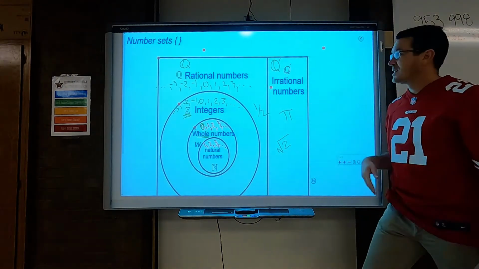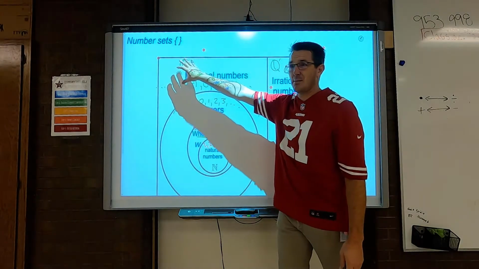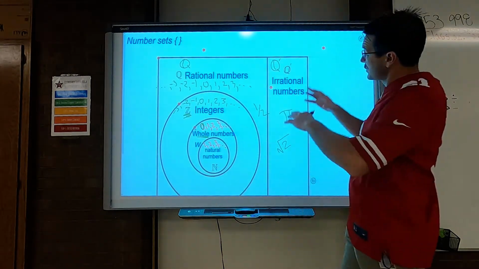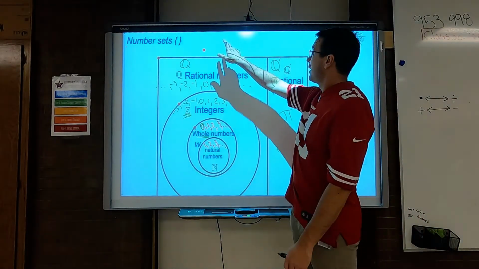It's the prime symbol. So it's like Q and not Q. Does that make sense? So rational numbers, not rational numbers. And then all those numbers together end up being in a big group that we call the real numbers.